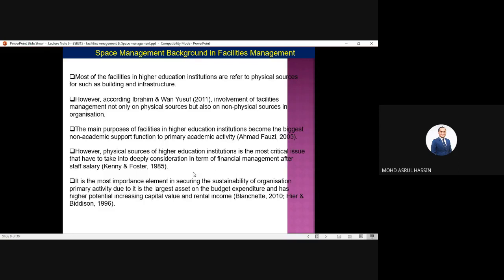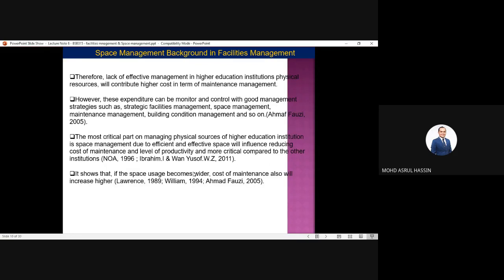Okay. Next, therefore, some of the higher education institutions lack effectiveness in terms of management. Physical resources will contribute higher cost in terms of maintenance management. So if we don't have good facilities management in the organization, that increases our cost to manage or to maintain the facilities. This expenditure can be monitored and controlled with good management strategies such as strategic facilities management, space management, maintenance management, building condition management, and so on.